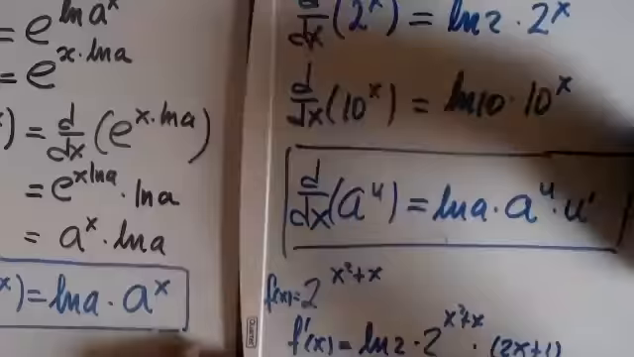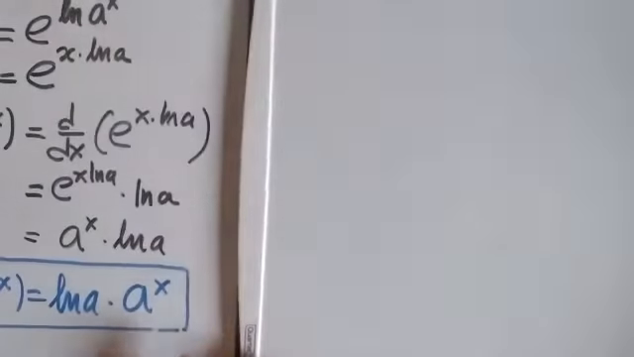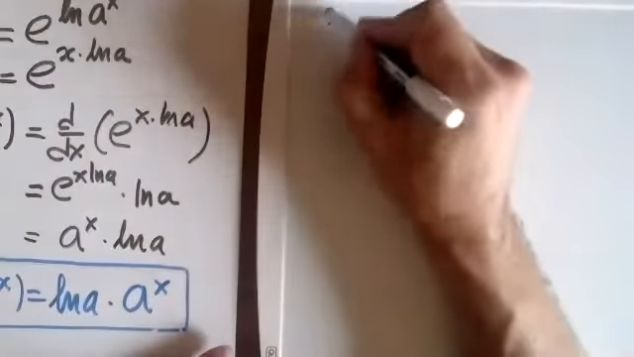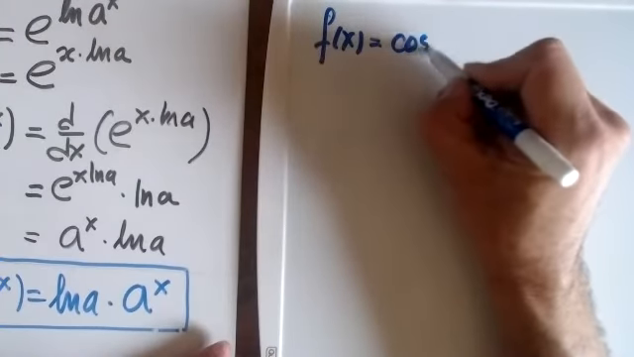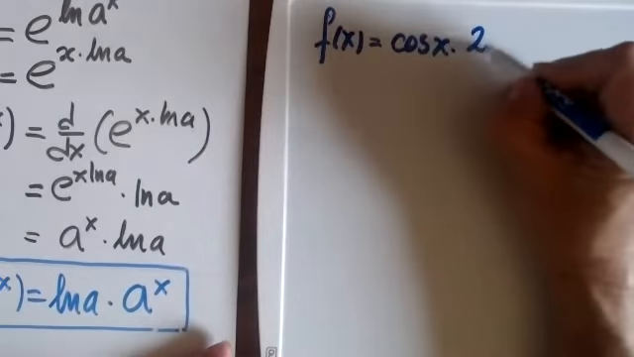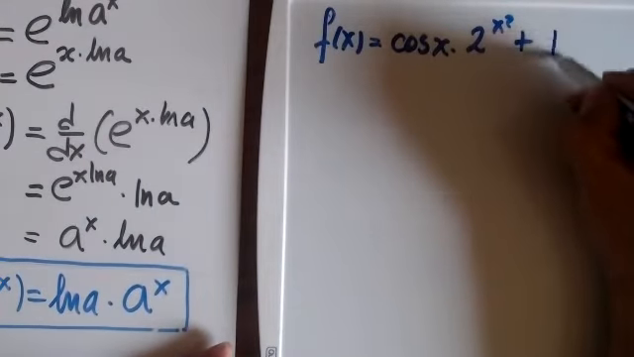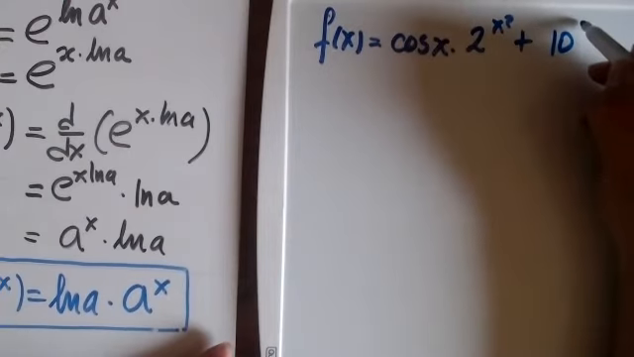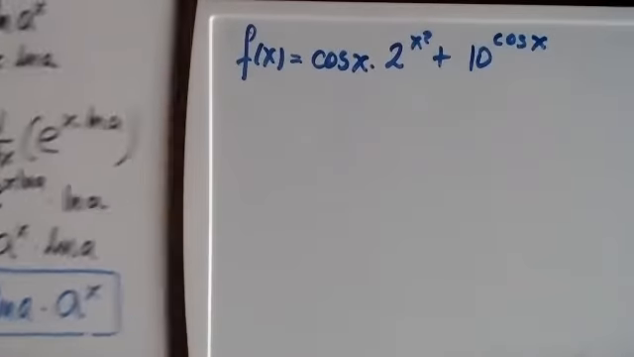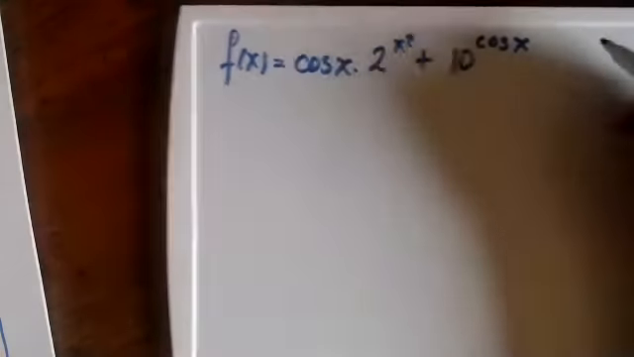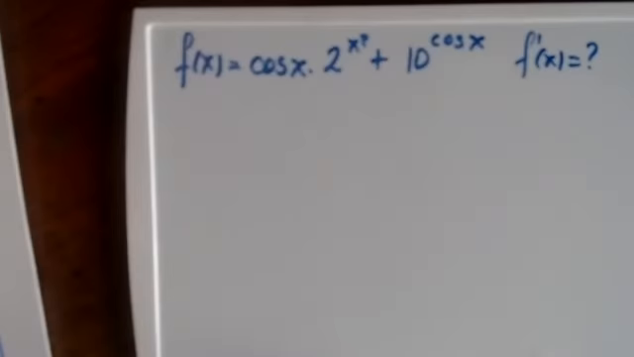Okay. Let me just do, for instance, another example, a little bit more complex, right? So we have, for instance, f of x is cosine x times 2 to the x squared plus 10 to the cosine x. I'm inventing a strange function to work with, correct? Okay, suppose I want the derivative of this strange function. What is f prime?